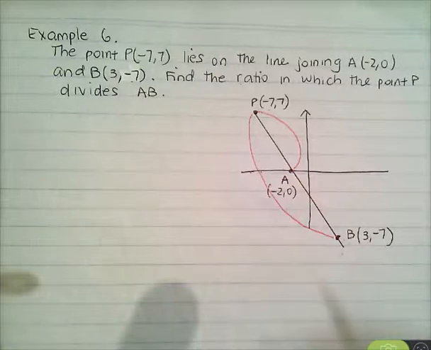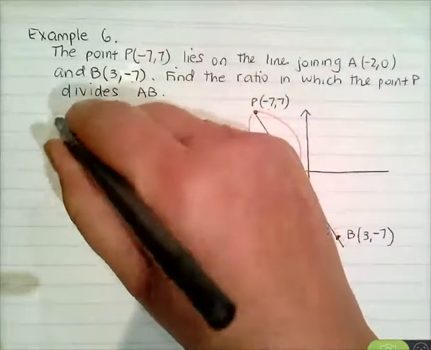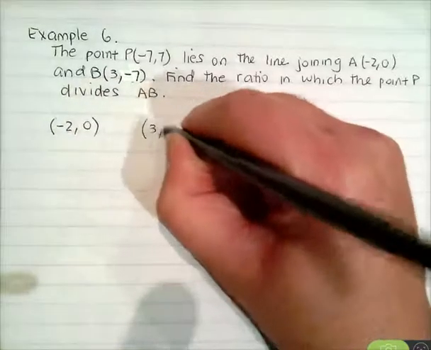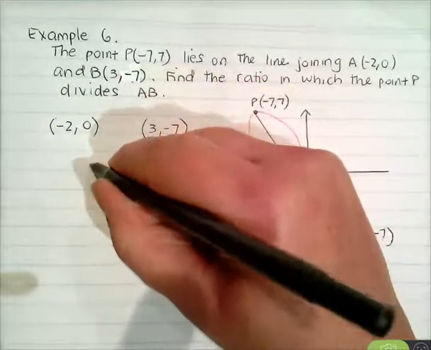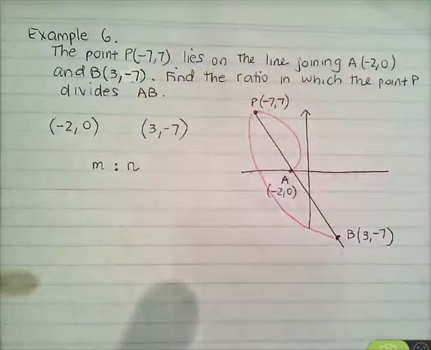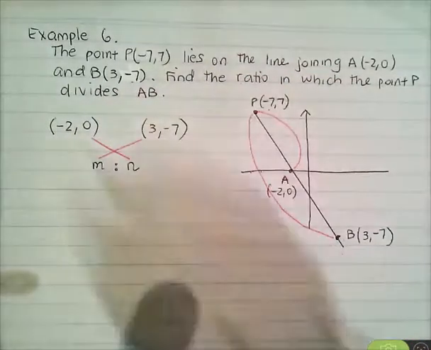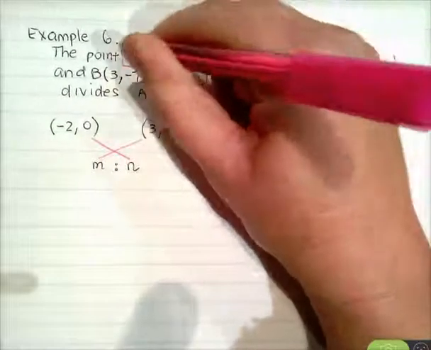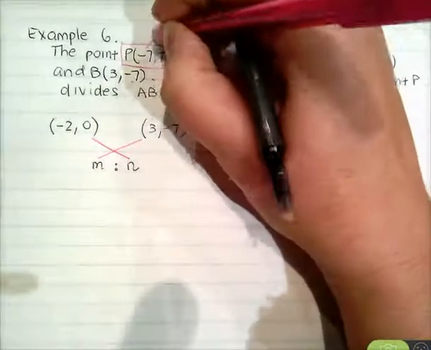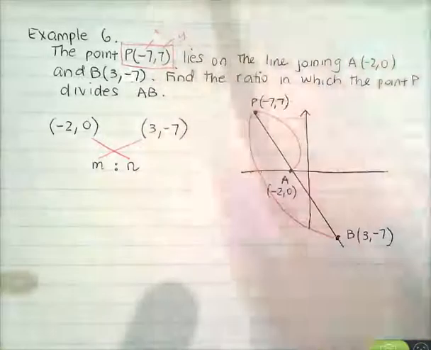Okay, so I'm going to start this question. Remember, we write our first 2 points up in order. So our first point is -2, 0. Our second point is 3, -7. And we normally write our ratio down here, but because we don't know what the ratio is, we're going to call the ratio m to n, just like the formula. And we know that the answer to our problem is -7, 7. So -7 is the x value of that point, and 7 is the y value of that point.